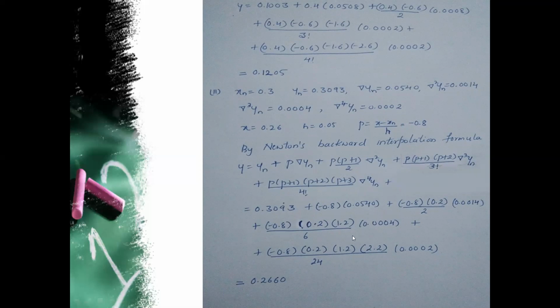Now after substituting, just simplify it, and we get the value of y, that is tan 0.26, as 0.2660. That's how we apply both the forward as well as backward interpolation formula, putting only one difference table.